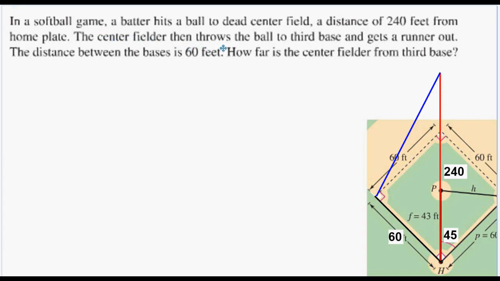The center fielder then throws the ball to third base. That would be the blue line. The center fielder caught it here, throws it to third base. That's the blue line. And that's what we're trying to find. How far is that infielder from third base? Once again, the distance between any two consecutive bases is 60 feet.